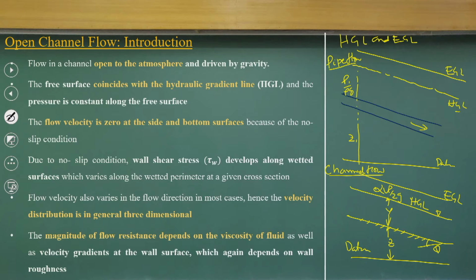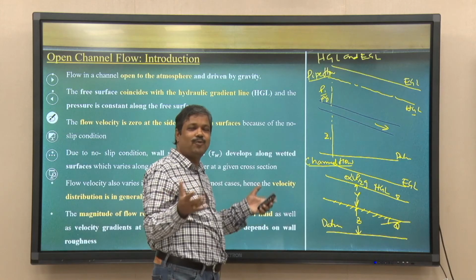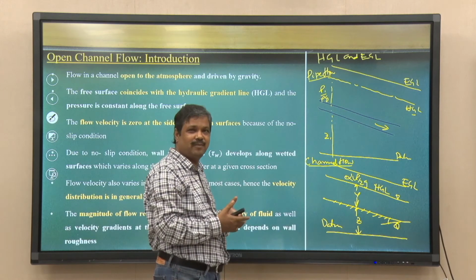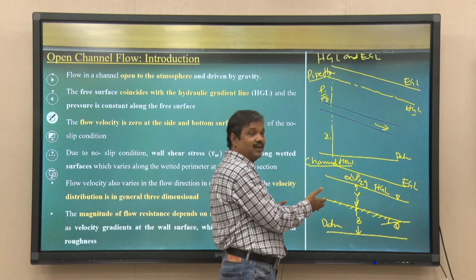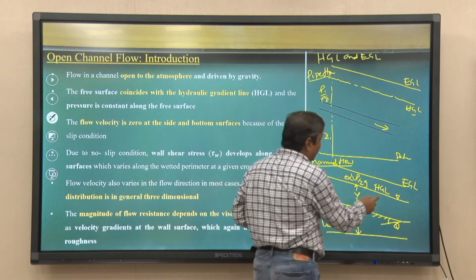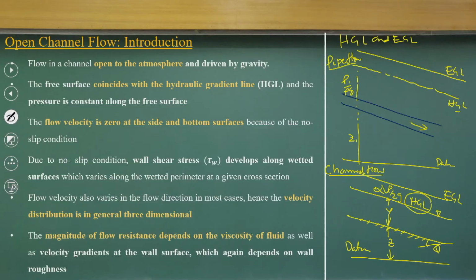So, the difference between the pipe flow and this is that the pressure flow energy is not there when you talk about open channel flow. Because of that, your hydraulic gradient line and the free surface are the same.